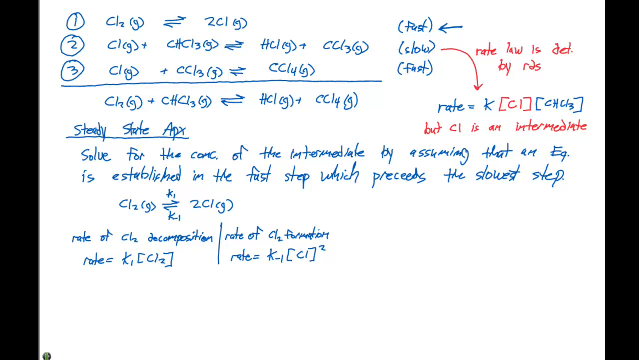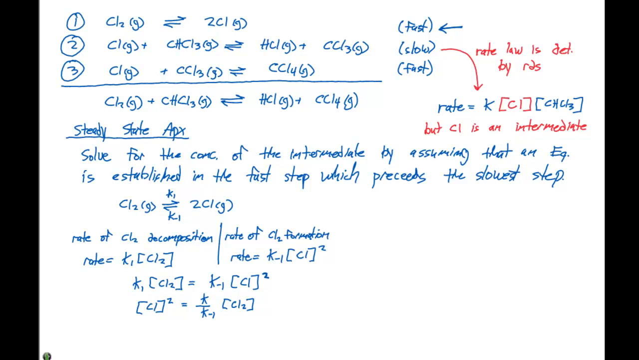So if we assume this equilibrium is established, that means the rate of the forward reaction, which is the Cl2 decomposition, has to be equal to the rate of the Cl2 formation. So we can set these two equal to each other. That means k1 times Cl2 is going to equal k minus 1 times Cl, that quantity, squared. And here we need to solve for Cl and hope that we can solve for that in terms of Cl2. So our concentration of Cl squared is going to equal k1 divided by k minus 1 times the concentration of Cl2.